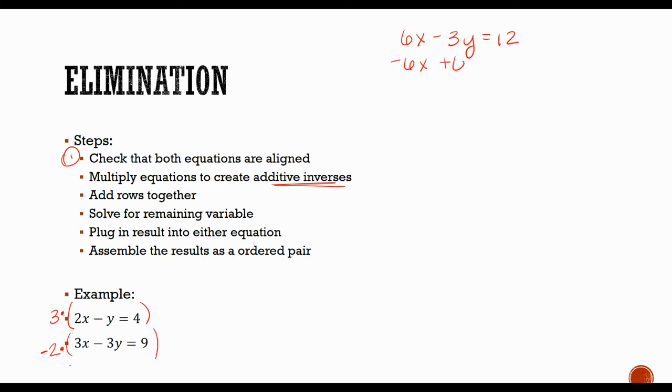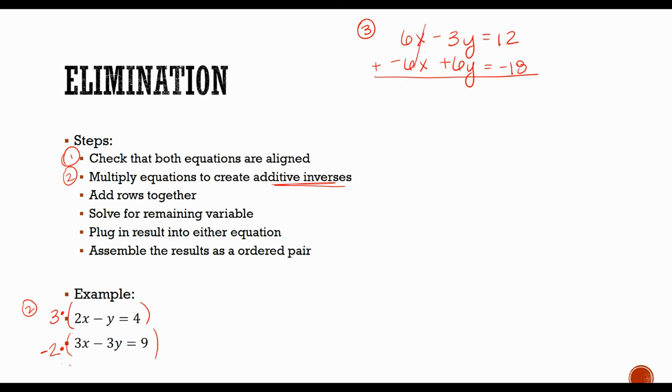-6x plus 6y equals -18. So we just did that second step right there. The third step is we're going to add these two rows together. This is why we wanted everything nice and lined up.